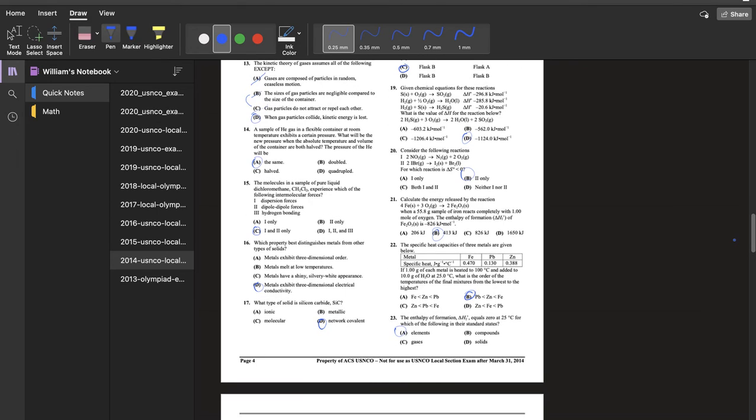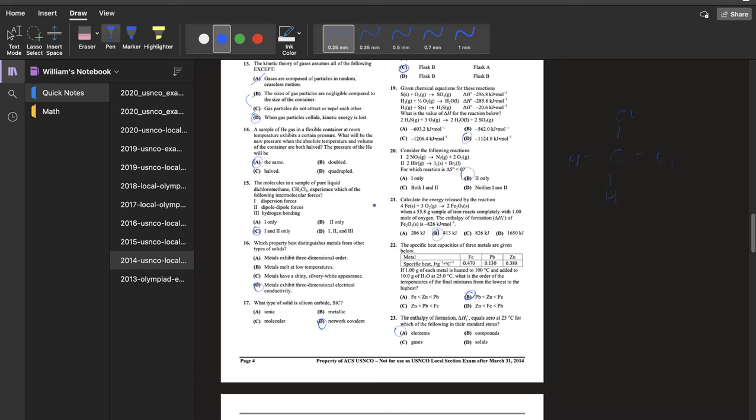Looking at number 15, dichloromethane. Experiences which of the following intermolecular forces? So everything experiences dispersion forces, because if you have a mass, if you have electrons, you're going to experience it. It does experience dipole-dipole forces because, as far as I know, the Cls are next to each other. Next to each other as in not opposite. So like that.